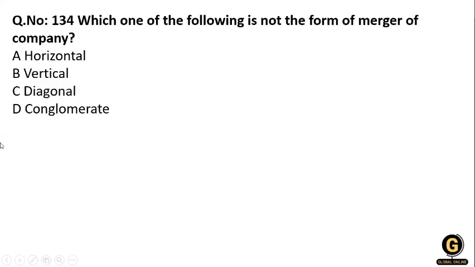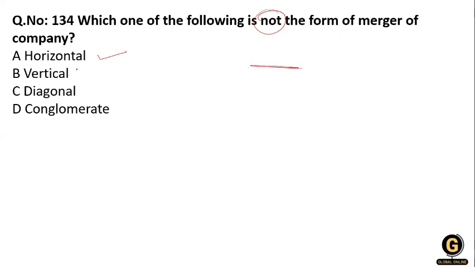Now the next question: which one of the following is not a form of merger of companies? Horizontal, vertical, diagonal, or conglomerate. A company can merge at the horizontal level, that means at the same level.